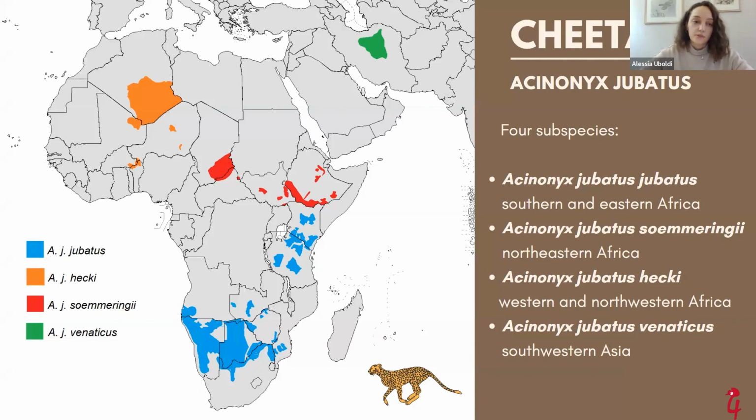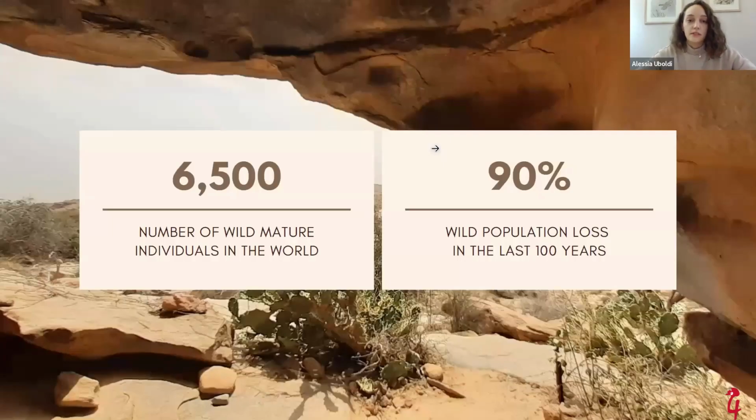and isolated as well. For example, I want you to pay special attention to this area, the Horn of Africa, in which we have 2 different subspecies, and in both cases, they are really fragmented and isolated. In fact, it is estimated that the number of wild cheetahs in the world is 6,500. And in the last 100 years, we saw the loss of 90% of the population.